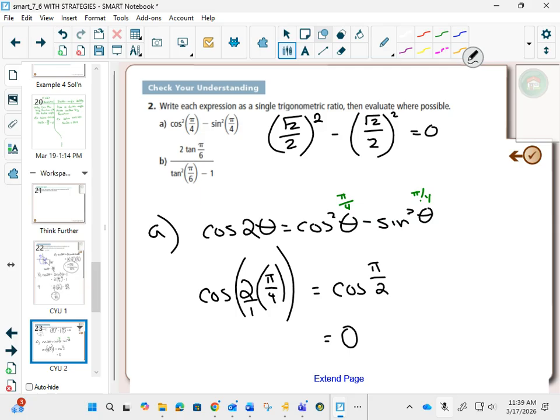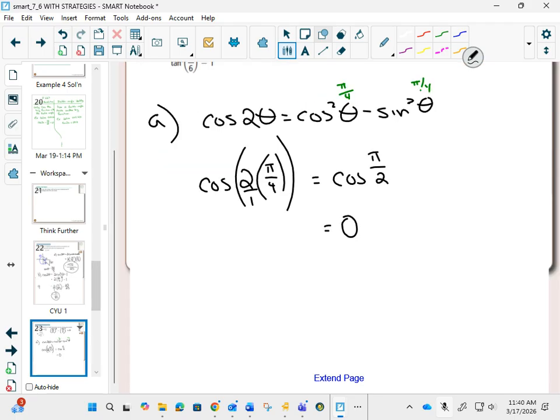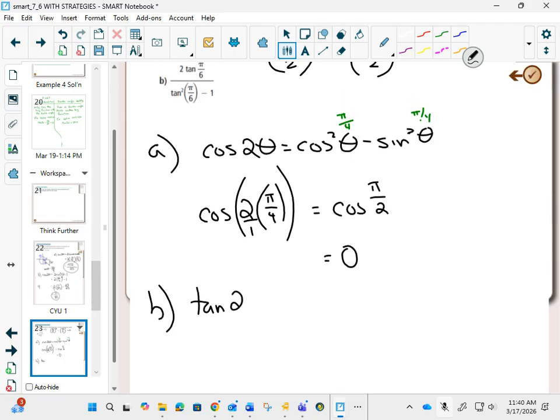Okay. So definitely in that first one, I don't think it's a good question because they used a value that you could plug in. Same thing happens in the second one. Do you know tan of pi over 6? Yes, root 3 over 3. If you were asked to evaluate this, you definitely could do that directly. They want you to write it as a single trig ratio. That's where they're saying use your formulas. So what we're going to do for part B is we're going to write out our formula for tan 2 theta, which is 2 tan theta over 1 minus tan squared theta.